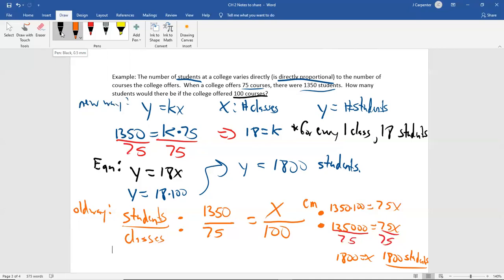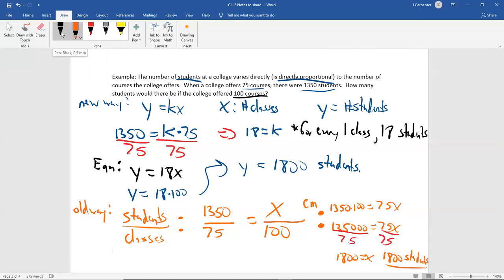This y equals kx setup is awesome if you then had to go through another 200 or 300 scenarios. So maybe your boss says, all right, I want to know how many classes we need to run. I want to know how many students we'll have if we make 105 courses. Well, how about 107 courses? What if we made 23 courses? What if we did 1,000 courses? What if we made 7,902 courses? We're really going to expand. What if we only offered one course?